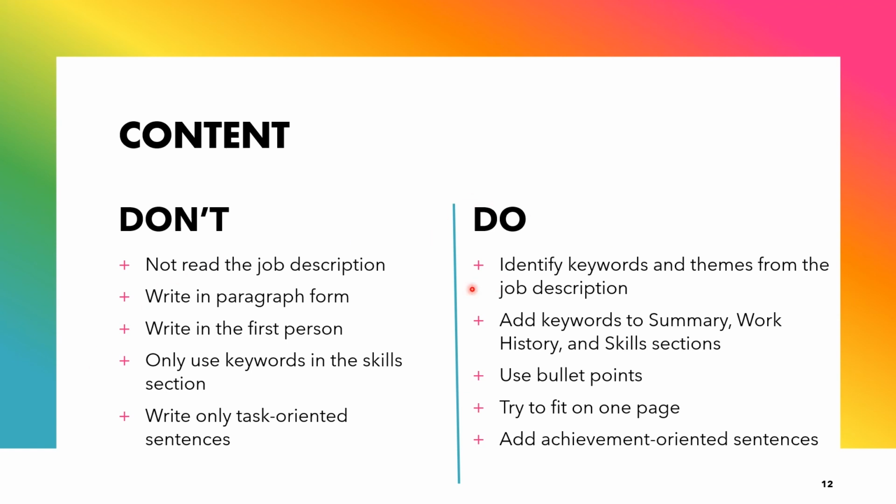So the do's are: identify keywords and themes from the job description, add those keywords to the summary, work history, and skills section, use bullet points, try to fit your resume on one page if possible, and then add achievement-oriented sentences. And I have other videos that go over this type of thing of how to identify keywords and how to write achievement-oriented sentences, and I'll link them in the summary.